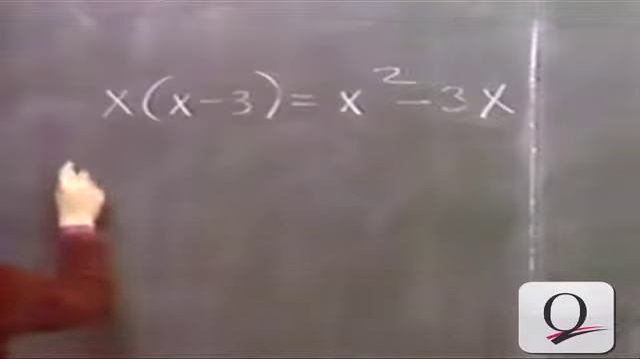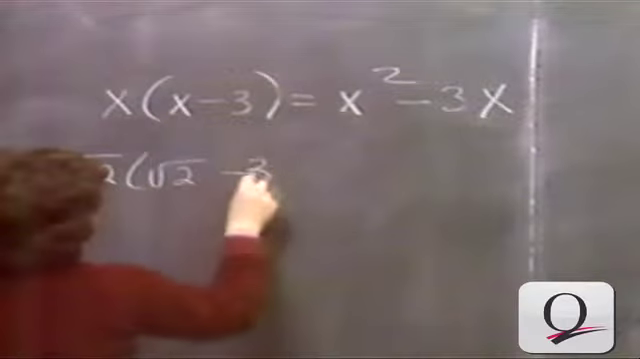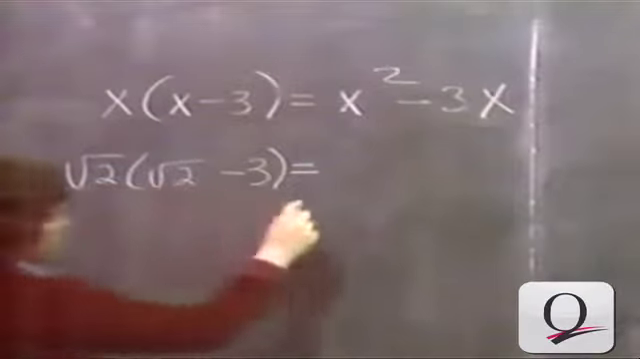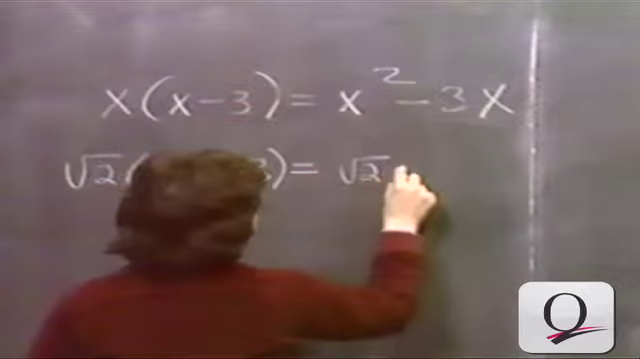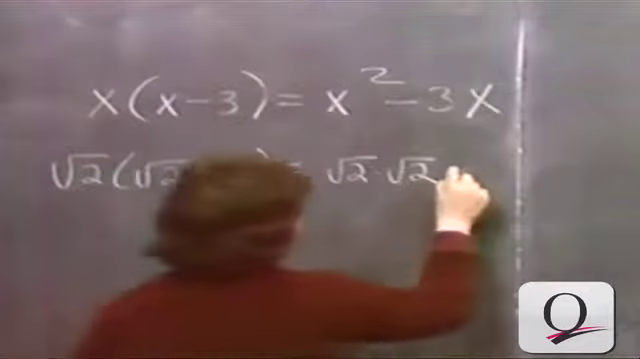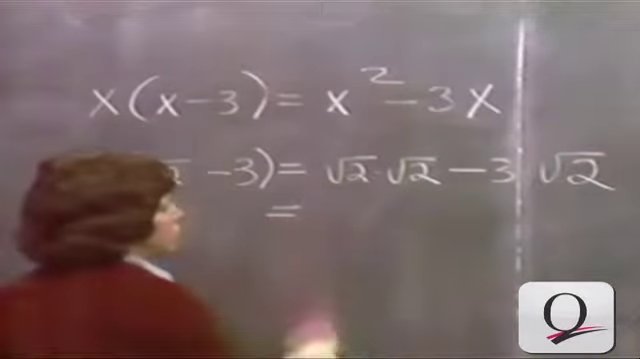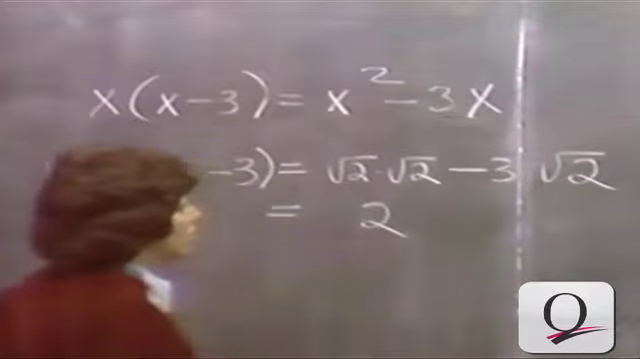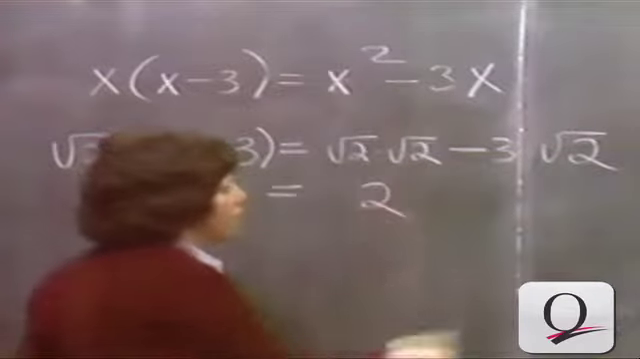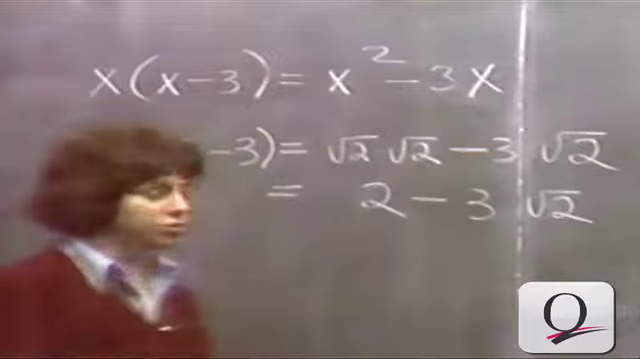Now, if it's the square root of 2 times the square root of 2 minus 3, once again, we will be using the distributive law. The square root of 2 times the square root of 2, and the square root of 2 times minus 3, or minus 3 times the square root of 2. Now, the square root of 2 times the square root of 2 is just 2. The square root of a number times the square root of the same number gives you just the number itself. So 2 minus 3 times the square root of 2. And this is as far as we go.